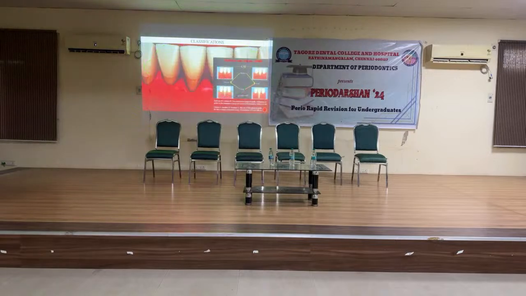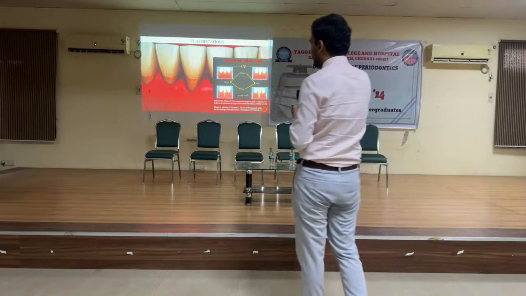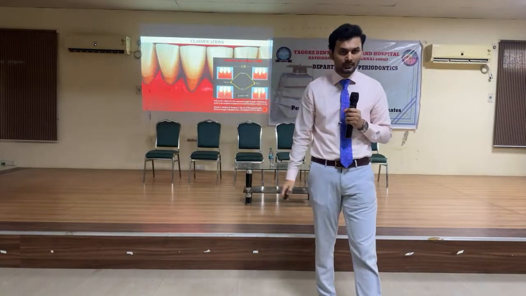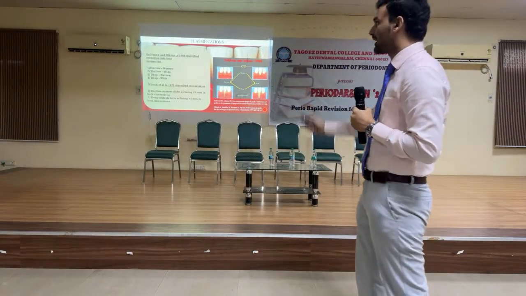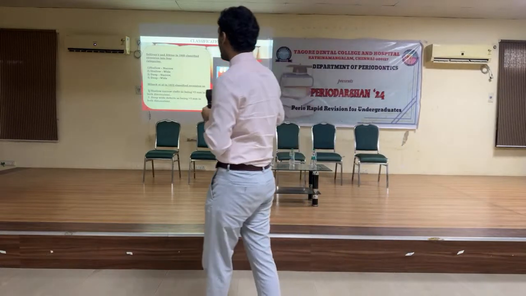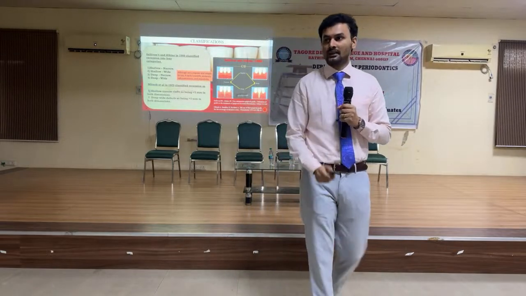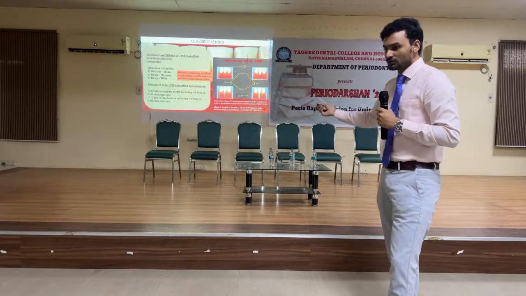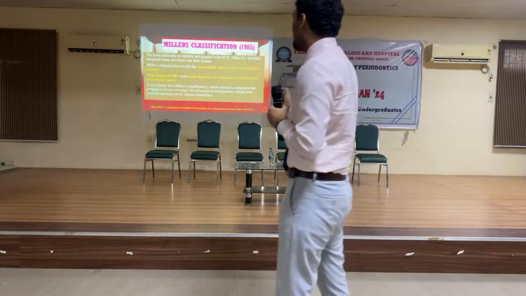The first one is the Sullivan and Atkins classification. What are the classes in it? Shallow narrow, shallow wide, deep narrow, and deep wide. Even though this classification is very simple, it lacks scientific evidence and objectivity. That is why it was modified with measurements, but it still lacks scientific evidence. That is why they went for Miller's classification.